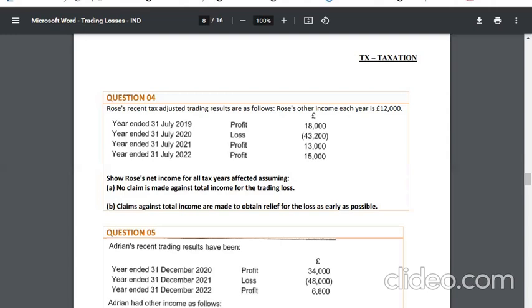The carry forward relief is the easiest one. This is the answer. In the question they give you other income. You can see here I highlighted other income. Other income can be interest, property income, employment income, dividends, it can be anything. So they are giving you other income of 12,000. So just we are doing it.